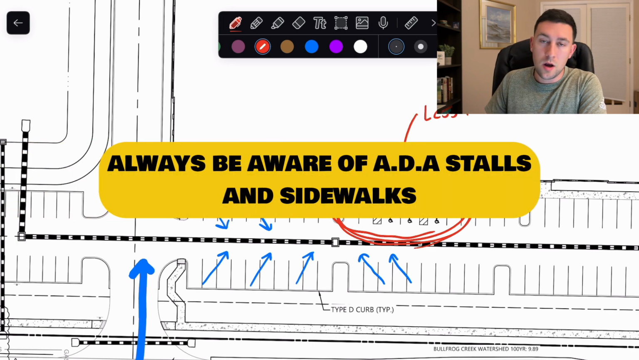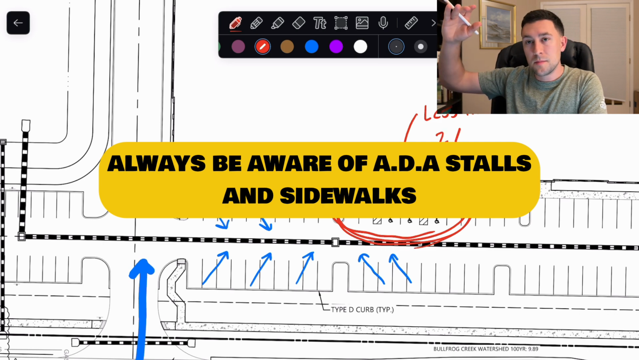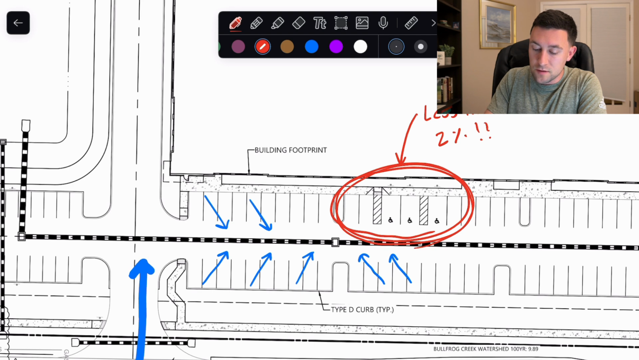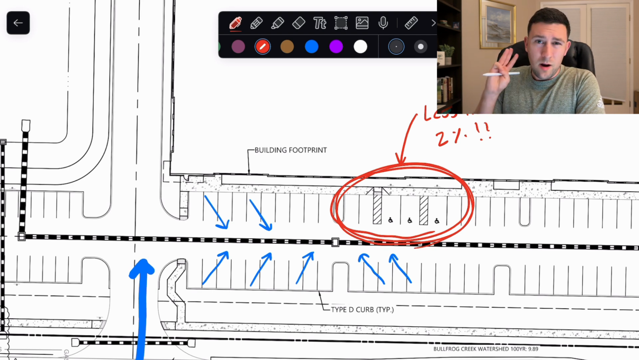We need to make sure that we're not going over the 2% because you can actually get sued for that type of stuff. So we need to be very cautious of how we're setting the grades around these areas where our ADA is. We're now on to number 3.